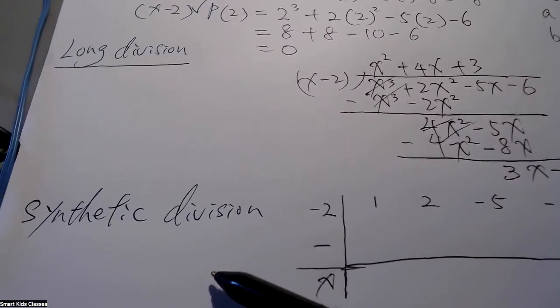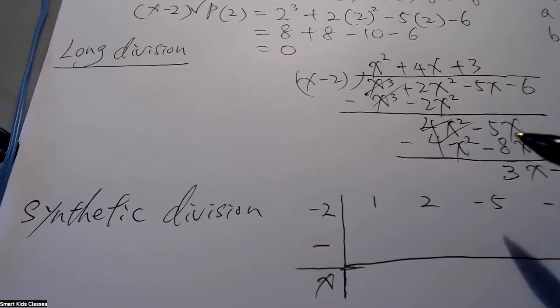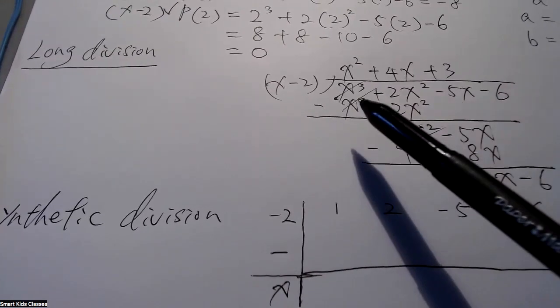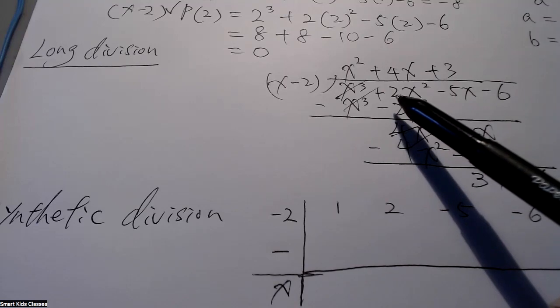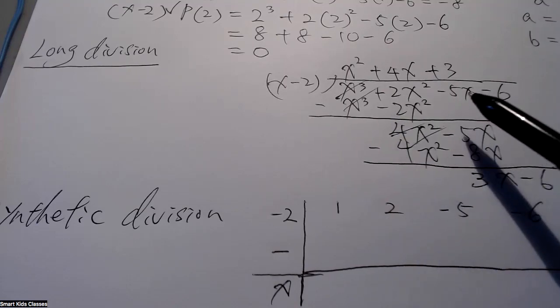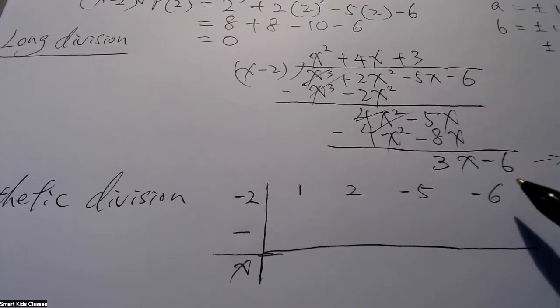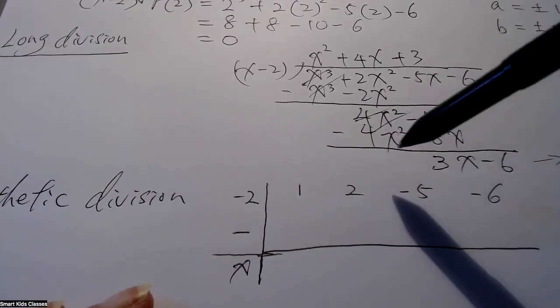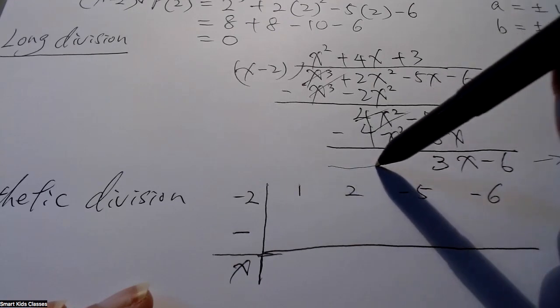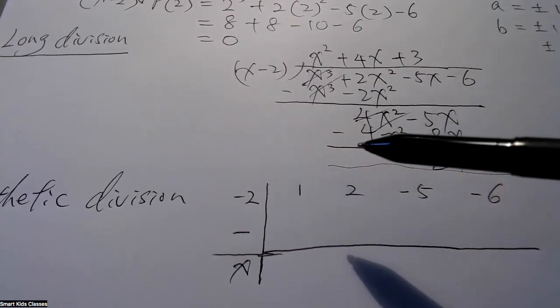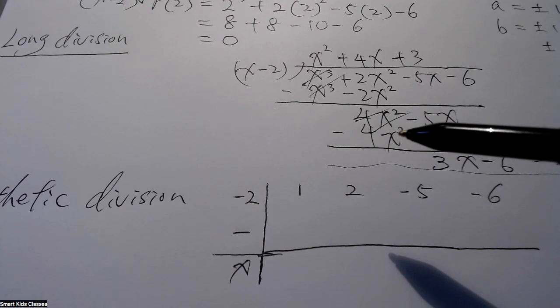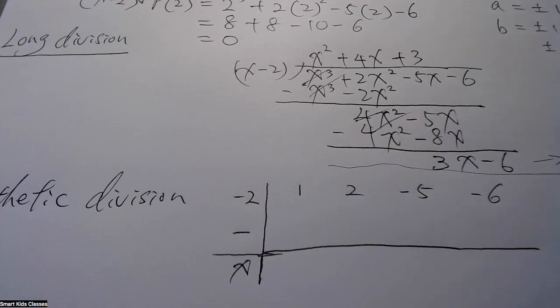Now I'm going to show you how to do synthetic division, which is simpler. We write this equation: x^3, the coefficient is 1; then 2 for x squared; then negative 5 for x; and the last is the constant, negative 6. I'm going to draw the separating line here. From here, we already know the factor is x minus 2, and we are going to write it into the synthetic division.